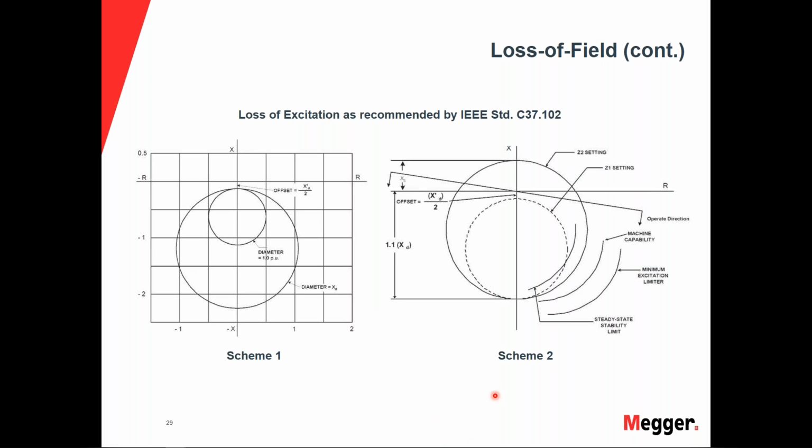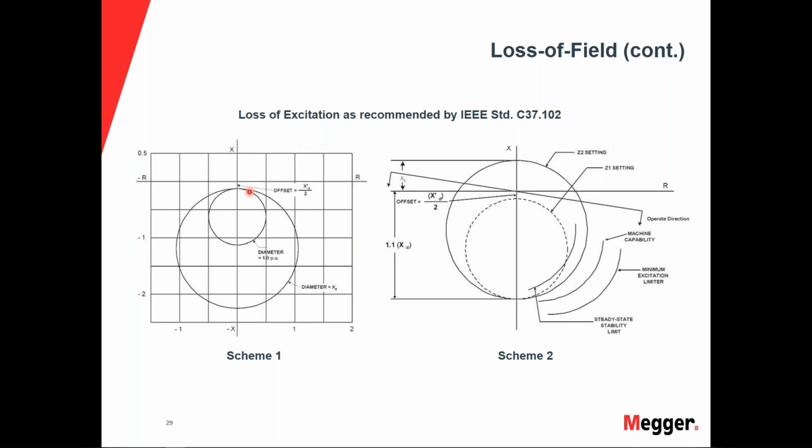This is actually two diagrams. These will be two different schemes that you'll probably come across. These are IEEE recommended schemes. They're in the IEEE manual. The first scheme just lets you look at an offset mho element that looks into the machine.